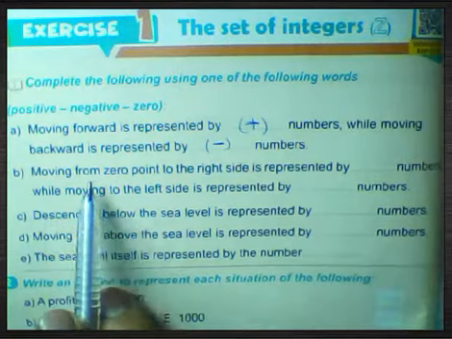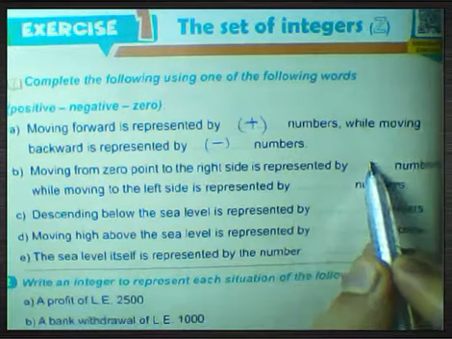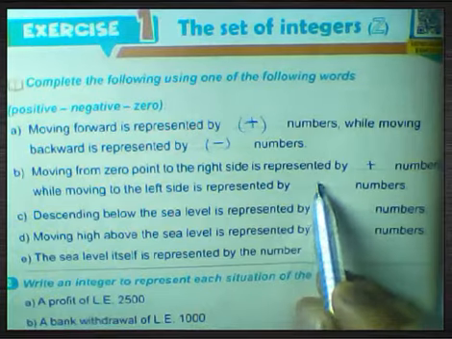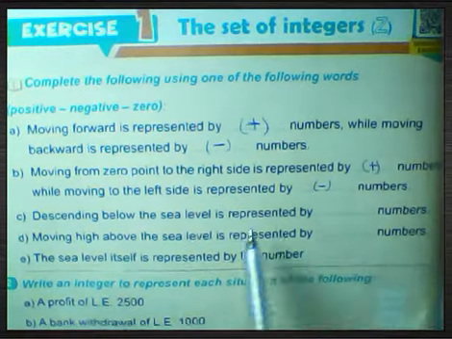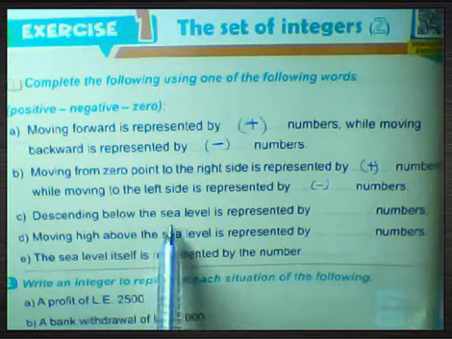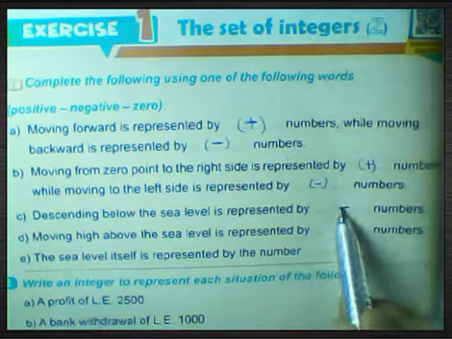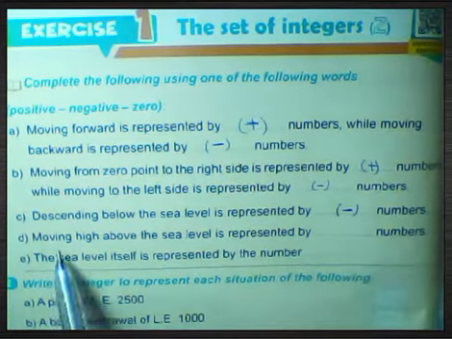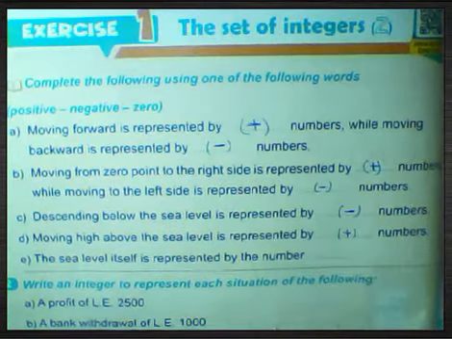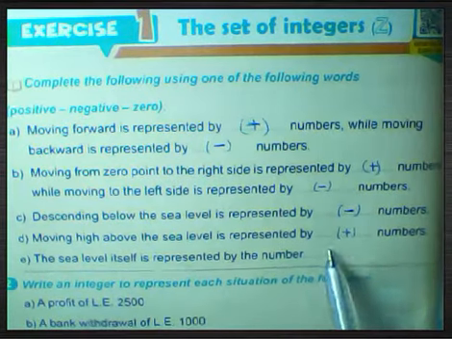Letter B, moving from the 0 point to the right side is represented by positive numbers, while moving to the left side is represented by negative numbers. Letter C, descending below the sea level is represented by negative numbers. Moving height above the sea level is represented by positive numbers. The sea level itself is represented by the number 0.